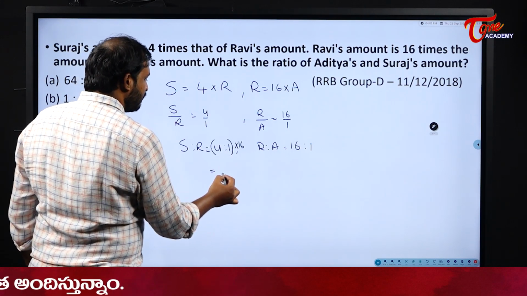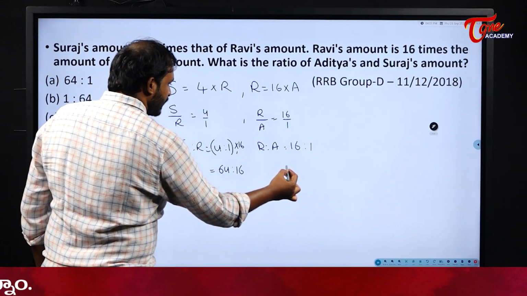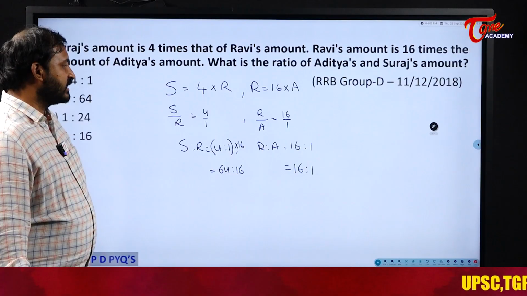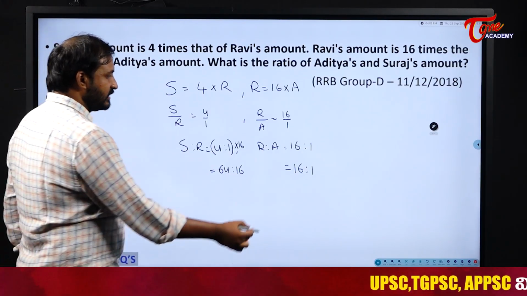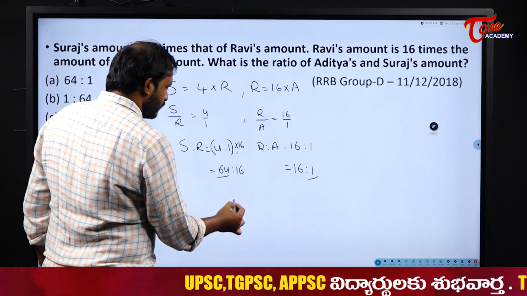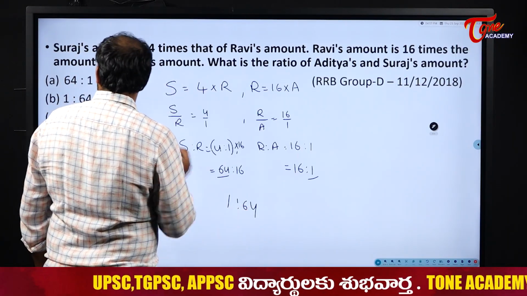Then it will become what? 16 times 4 is 64 is to 16, and this will become what? 16 is to 1. Now they are asking us about Aditya and Suraj. Aditya is how many parts? 1 part. And Suraj is how many parts? 64. So our answer will become 1 is to 64.